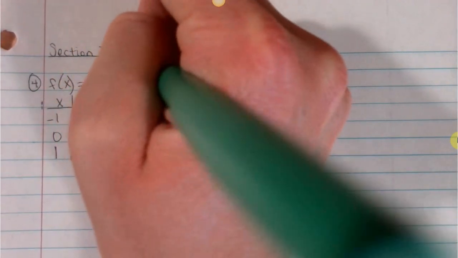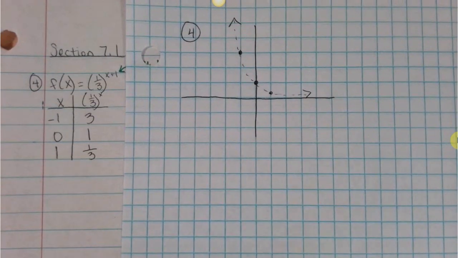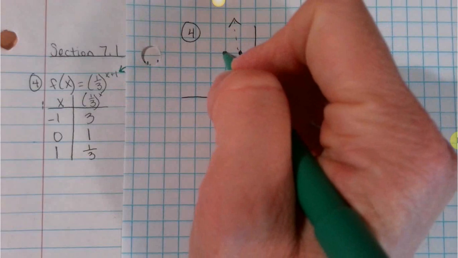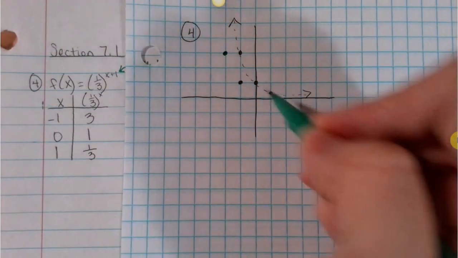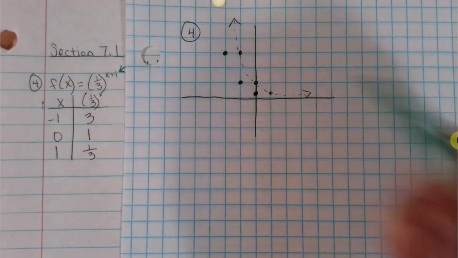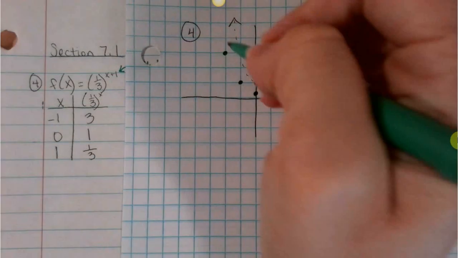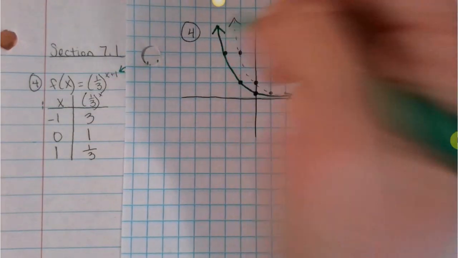And then going back to my transformations, the +1, since it's inside the exponent with the x, that is telling us to move all of our points to the left one. So this point goes to the left one to end up at (-2, 3). This point goes left 1 to end up at (-1, 1). And this point goes left 1 to end up at (0, 1/3). And I connect those to end up with a graph that looks like that.